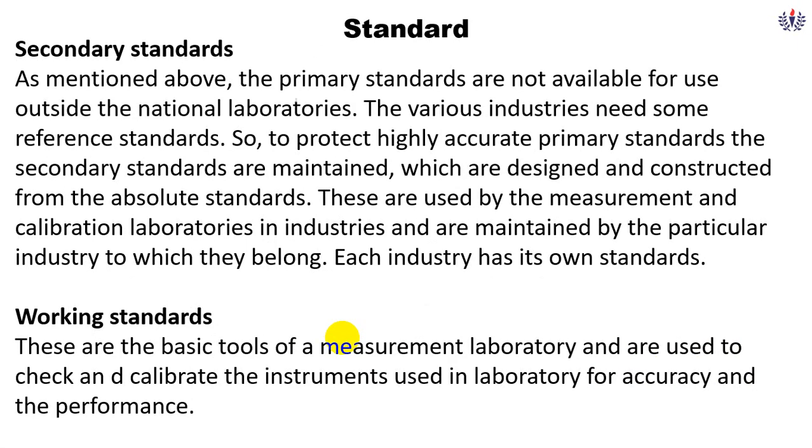Now we are going for the secondary standards. As mentioned above, the primary standards are not available for use outside the national laboratories. The various industries need some reference standards. So, to protect the highly accurate primary standard, the secondary standards are maintained, which are designed and constructed from absolute standards. These are used by the measurement and calibration laboratories in industries and are maintained by the particular industry to which they belong. Each industry has its own standard. So this is the secondary standard which can be used only in industries.